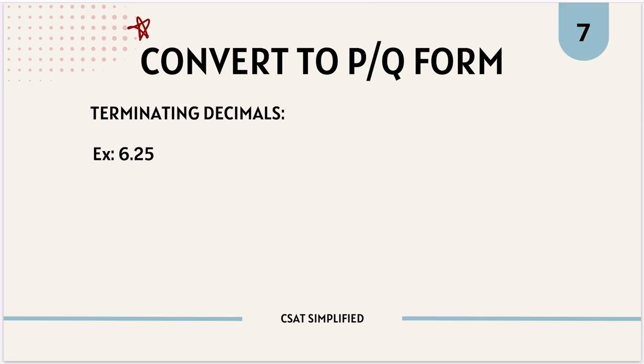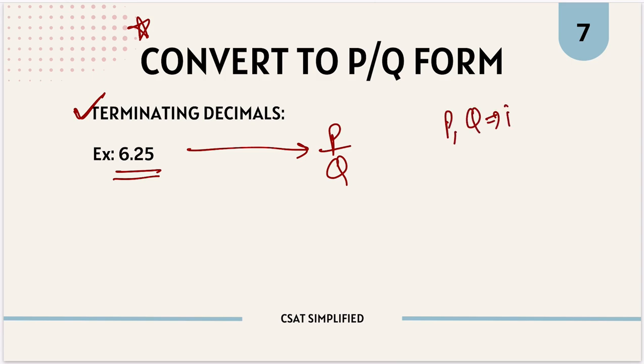First thing, we know that the first type is terminating decimals, means numbers like this are rational numbers. They can ask you to convert it into P by Q form. Remember P by Q form? P by Q form means P is an integer, Q is an integer, and what? Q is not equal to 0. The questioner can ask you, give me 6.25 in the form of P by Q. How can we do that?